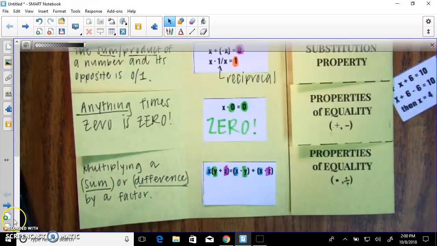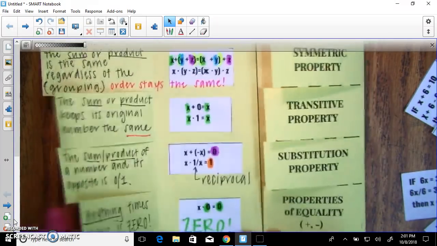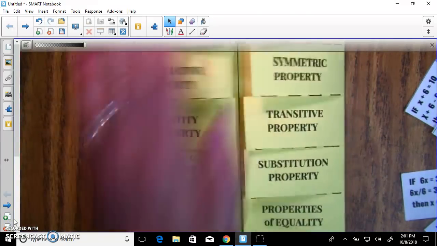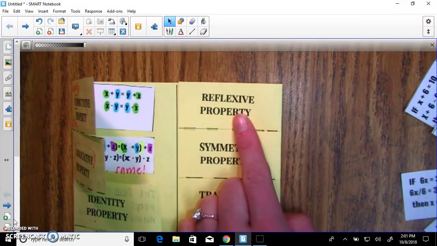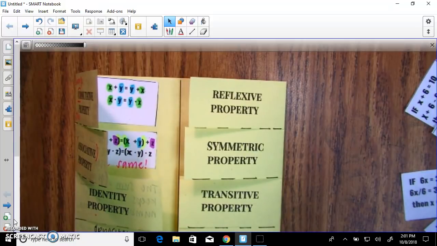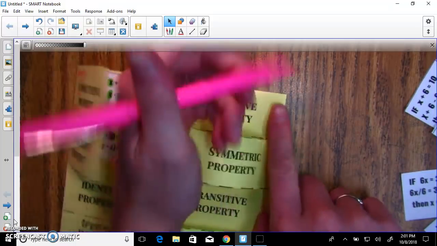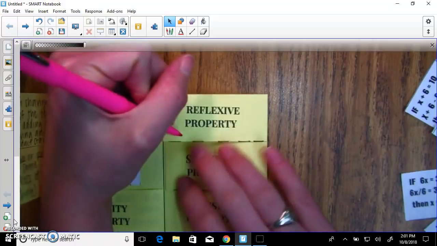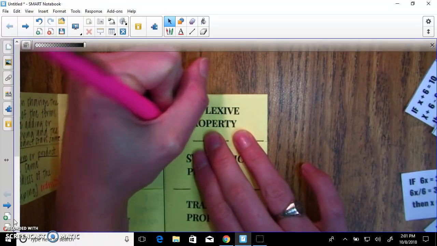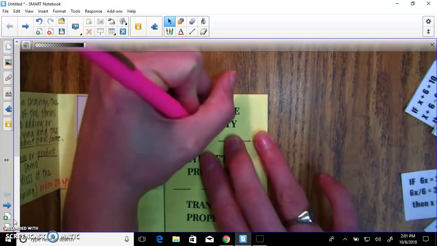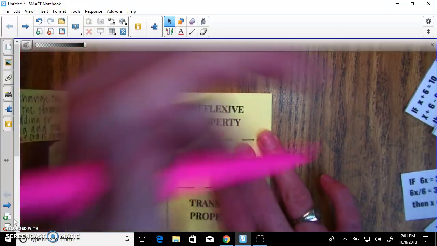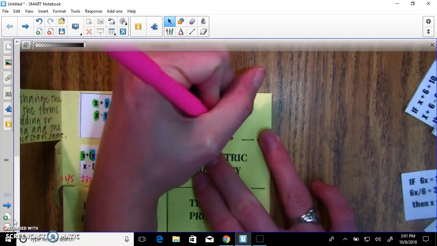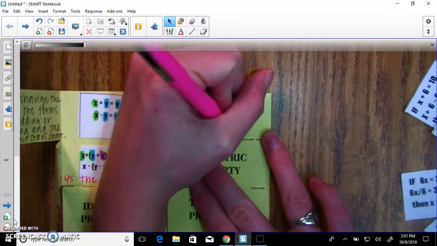So we'll add that. So far this has been a review of properties that we've already seen before, like inverse, identity, all that good stuff. Now we're getting into some new ones. We're going to start with the first one, which is reflexive. And for the reflexive property, I like to think of the word reflection, because when you look at your reflection, you see yourself. So reflection, I see myself.